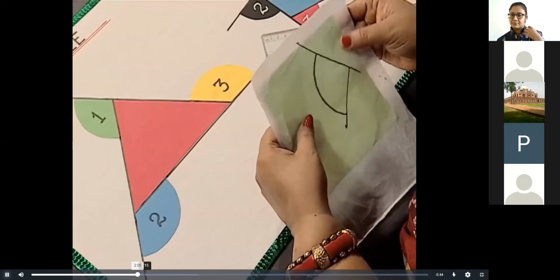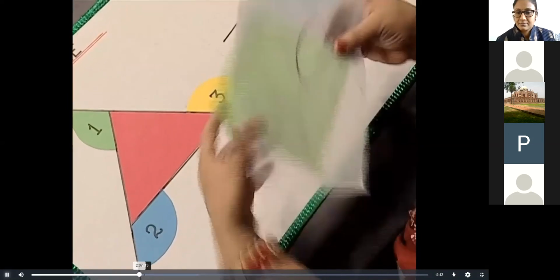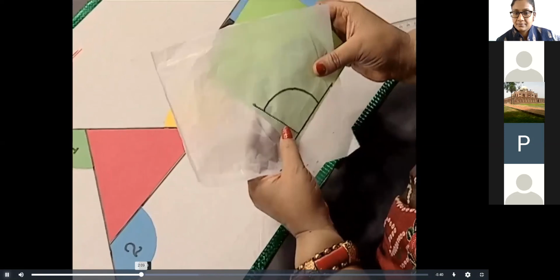Of this angle, we take the glazed paper and we cut out an angle for our verification.